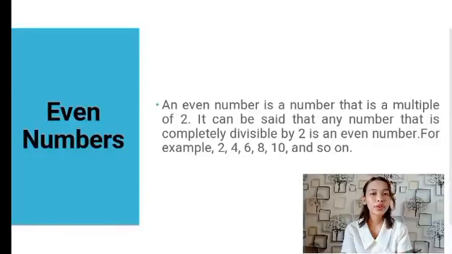And now let's proceed to the first question. Number 1. Blank numbers are divisible by 2. My answer here is even. An even number is a number that is a multiple of 2. It can be said that any number that is completely divisible by 2 is an even number. For example, 2, 4, 6, 8, 10, and so on.